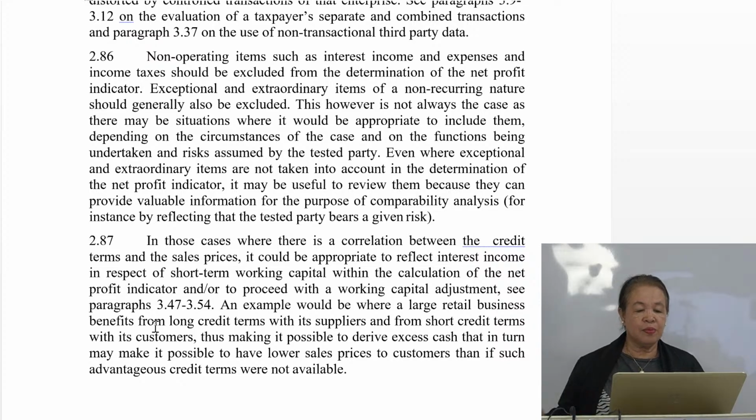So an example would be where a large retail business benefits from long-term credit terms with its suppliers and from short credit terms with its customers, thus making it possible to derive excess cash that in turn may make it possible to have lower sales prices to customers than if such advantageous credit terms were not available. No?